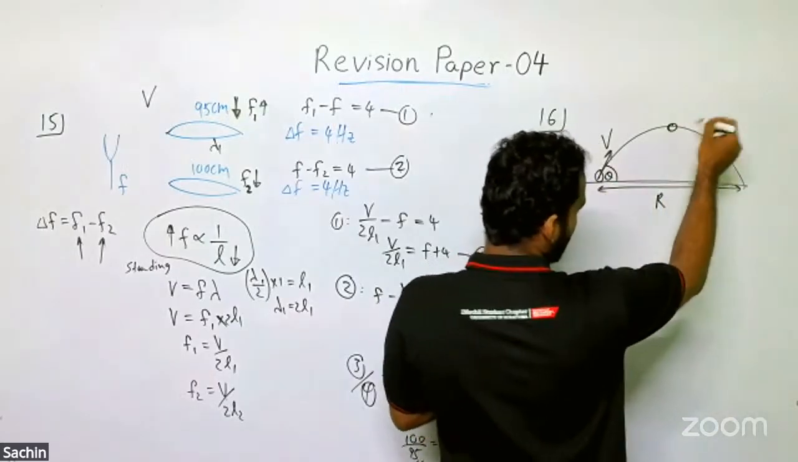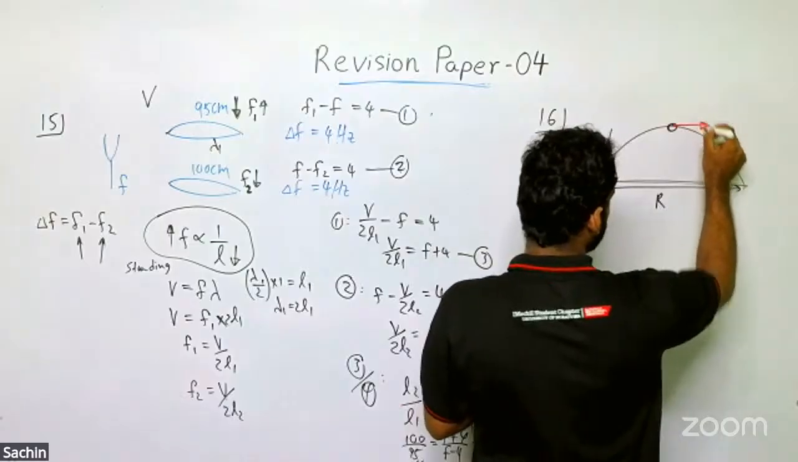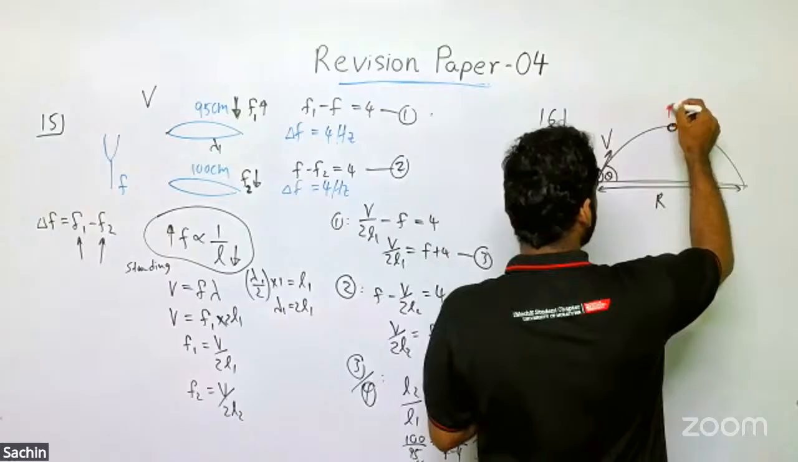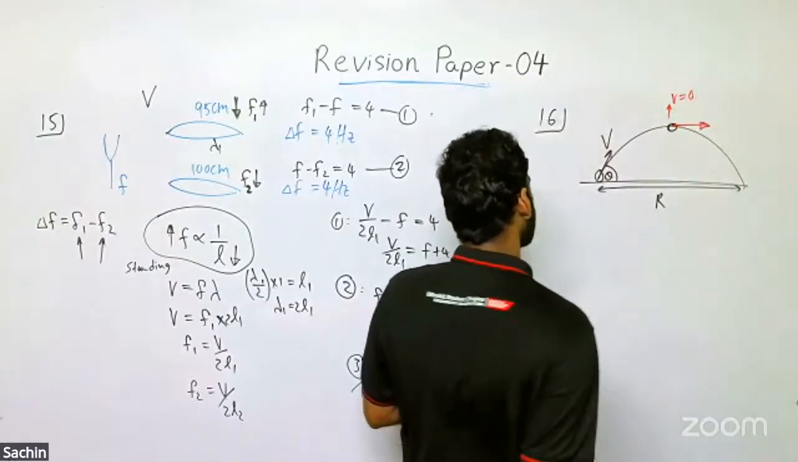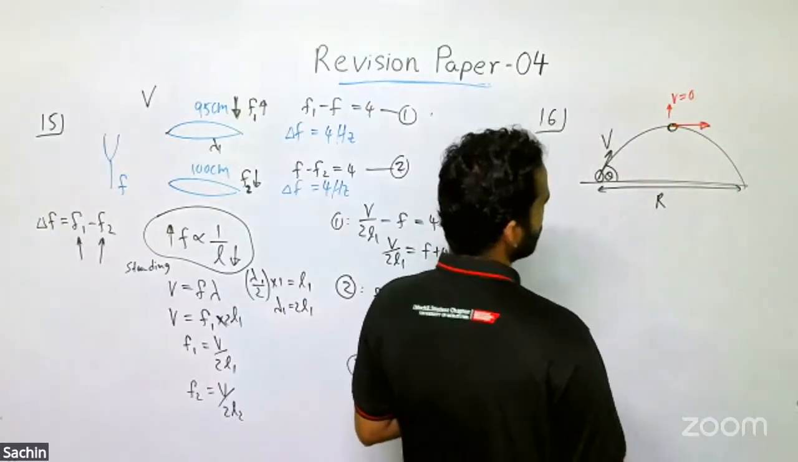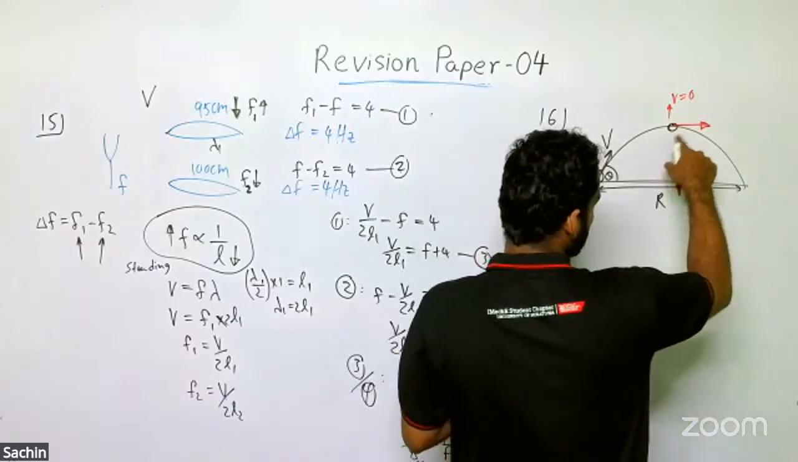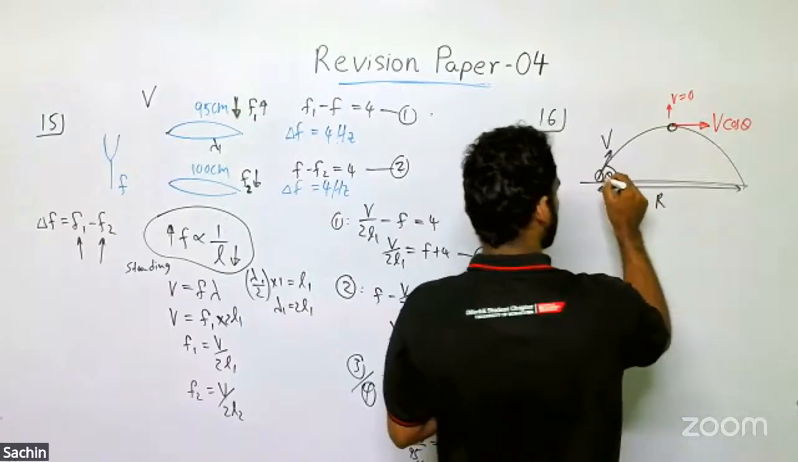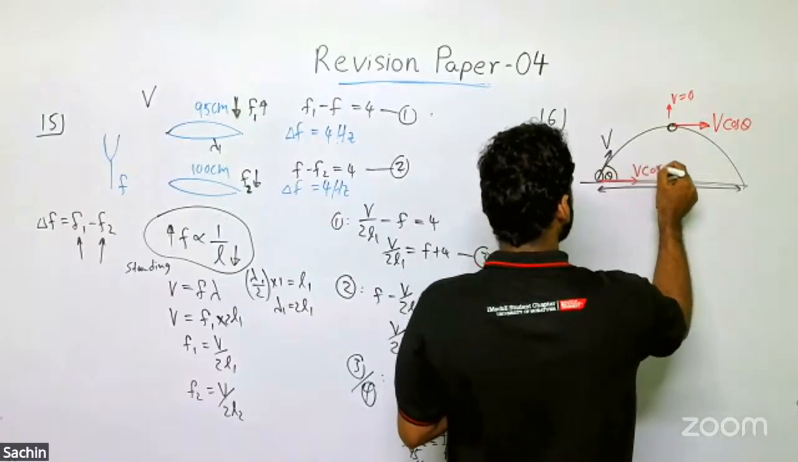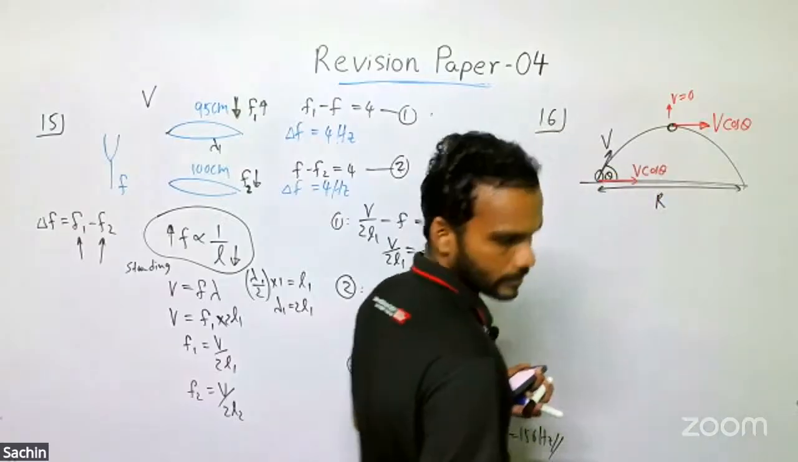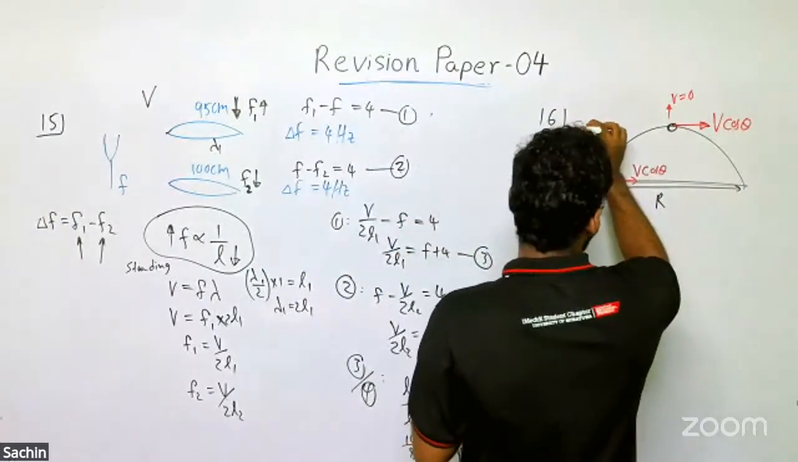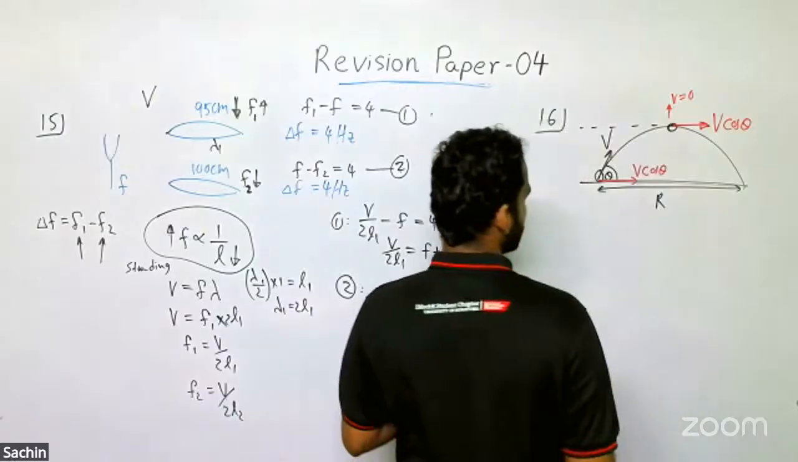So when it is at the maximum height, you know the velocity is only acting in the horizontal direction because the vertical component already becomes zero. And again, this horizontal component is nothing but v cos theta. The horizontal component never changes for the whole motion. It's v cos theta. Okay, so how to calculate this angular momentum?